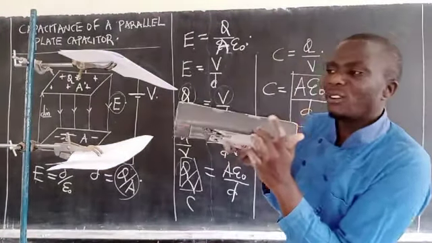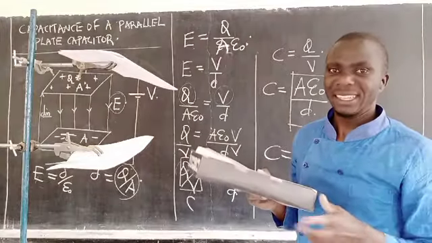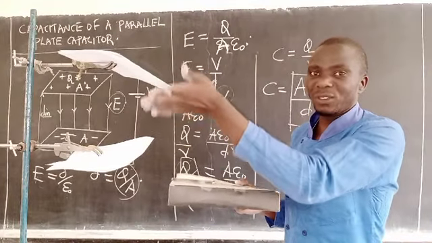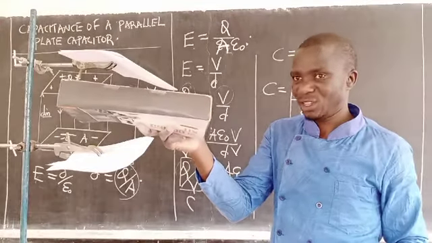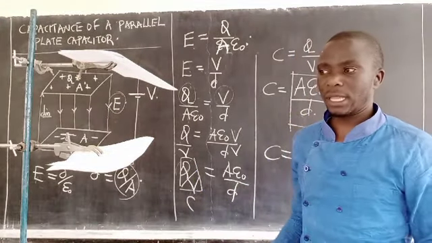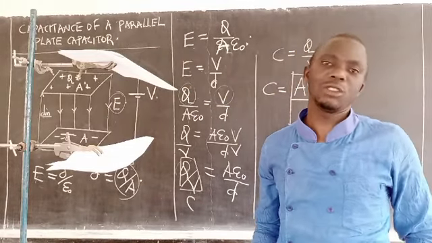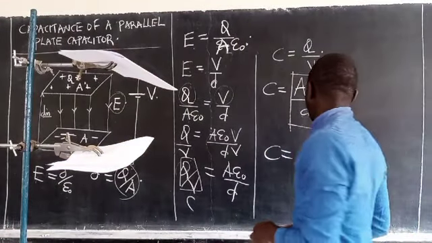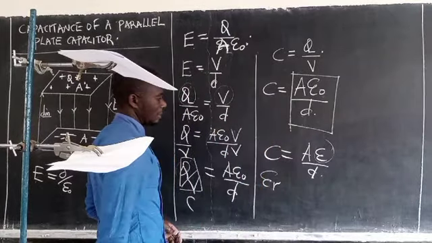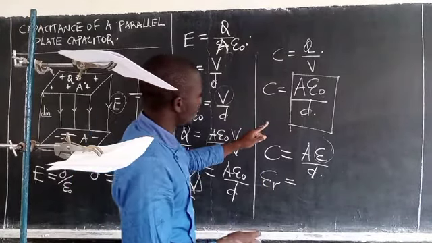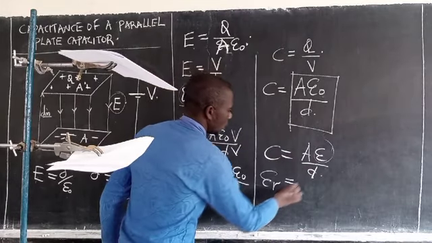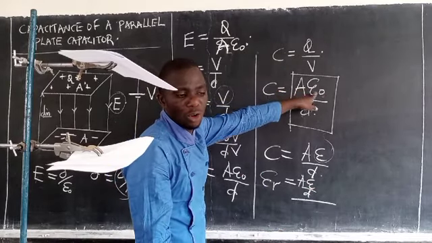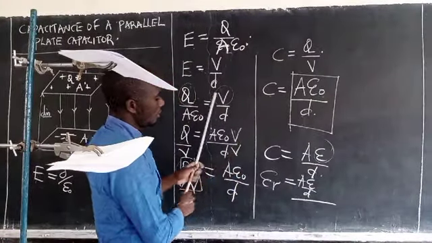Therefore, the relative permittivity of this medium that I'm inserting here is the ratio of the capacitance of this capacitor when this material is there, to the capacitance of the same capacitor when this one is not there, as long as you keep the area constant and the distance of separation of the plates constant. That one is termed the relative permittivity. We have said this is the capacitance when I have put this material, to the capacitance when there is air or vacuum.